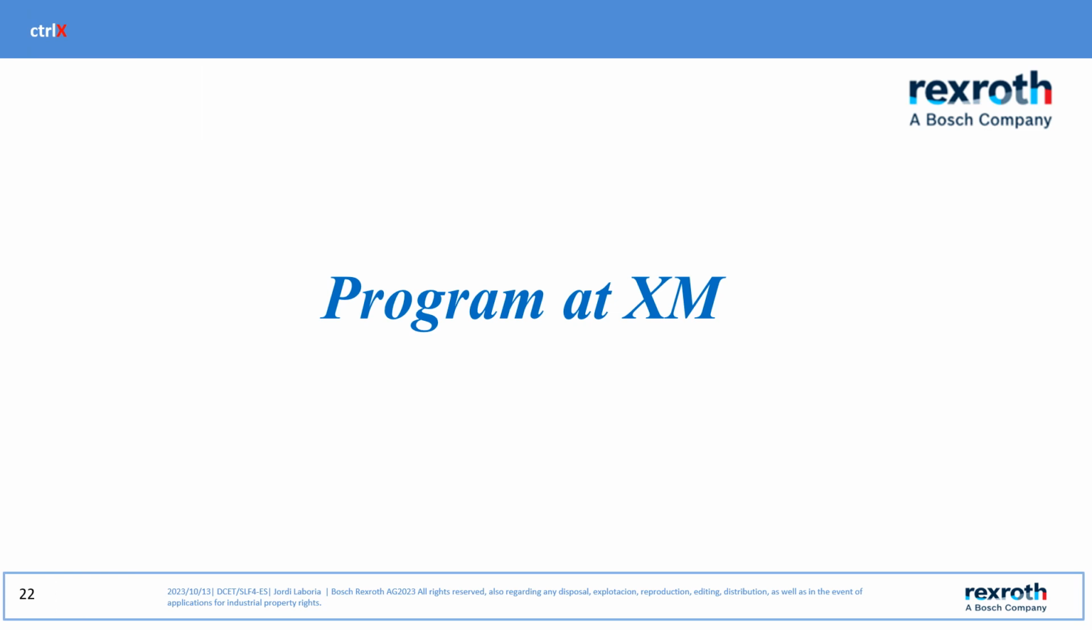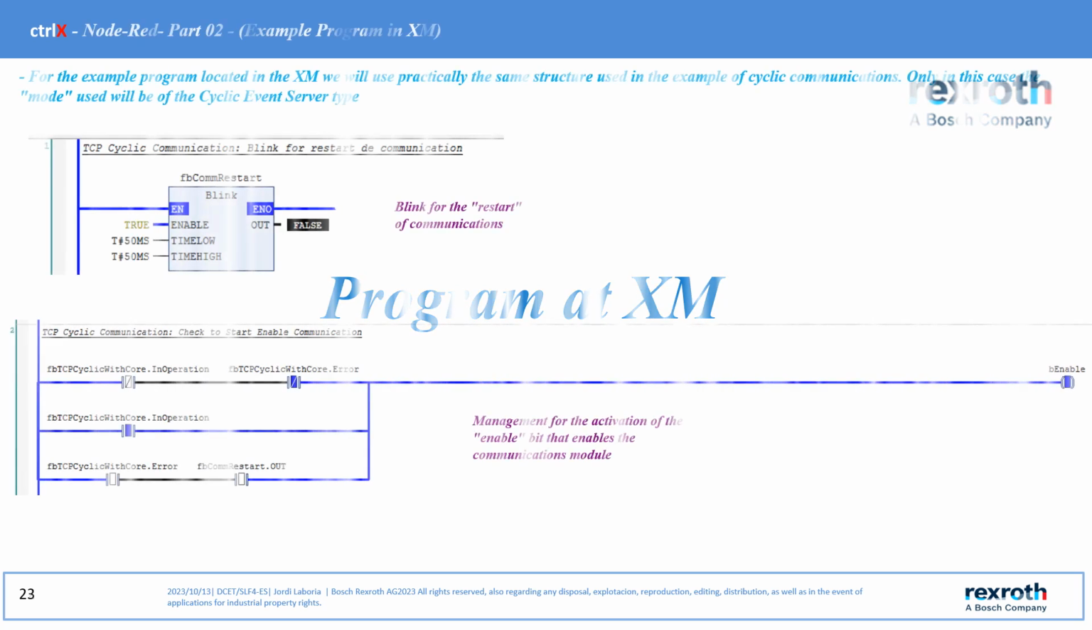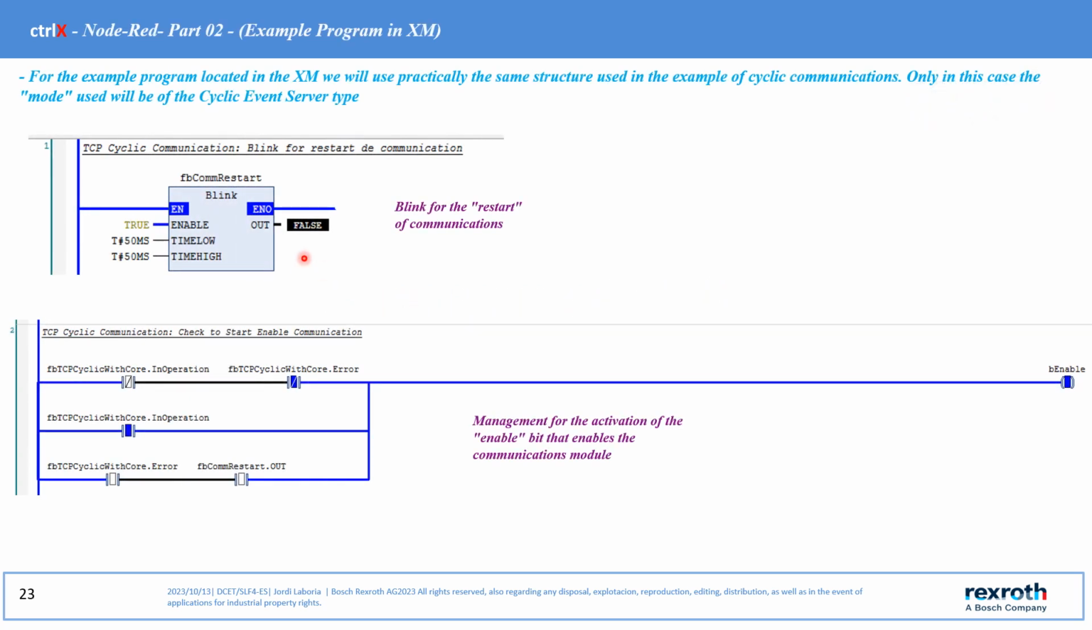XM program. The example of the XM program is practically the same as that used in the previous manual of the cyclical communication, although in this case the mode type has been changed to cyclic event server. The first segment is the blink for communication restoration control. The second segment manages the enable bit to activate the communication module.